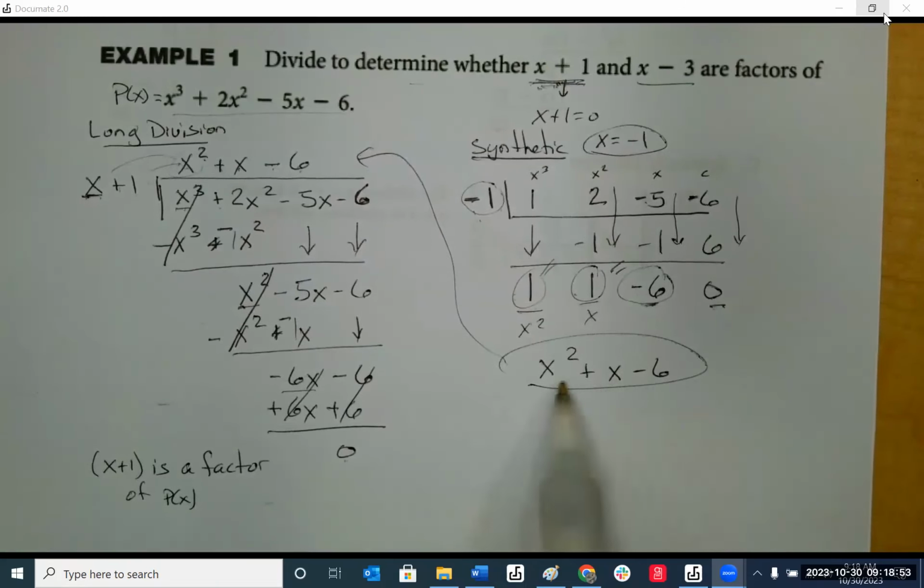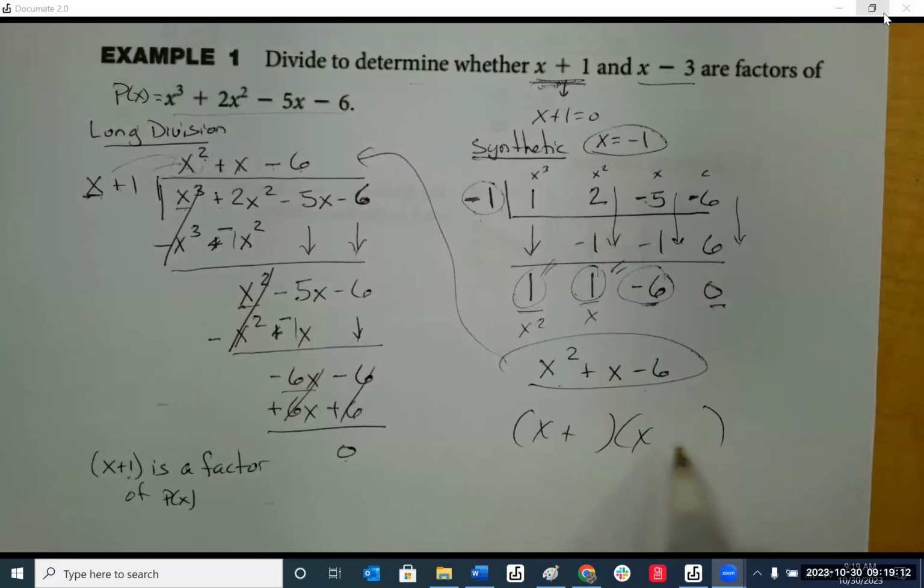Now we only have to solve this for the other two answers. Since we know x plus 1 is a factor, now we have to just take this quotient part and factor that out, and we get the other two factors of the answer. And we just go from there.